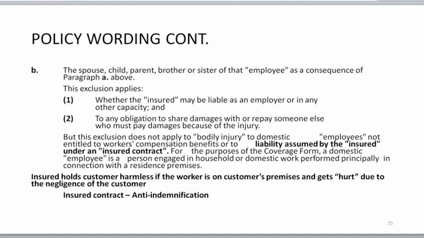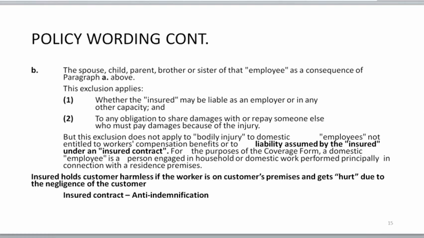This exclusion applies whether the insured may be liable as employer or in any other capacity, and to any obligation to share damages with or repay someone else who must pay damages because of that injury. Again, work comp covers this. This is consequential damage. This is the loss of consortium, loss of income, those kind of things. If they're an employee, we don't respond to not only the employee themselves, but anybody else who was dependent on the employee for benefits. We would not respond to that.